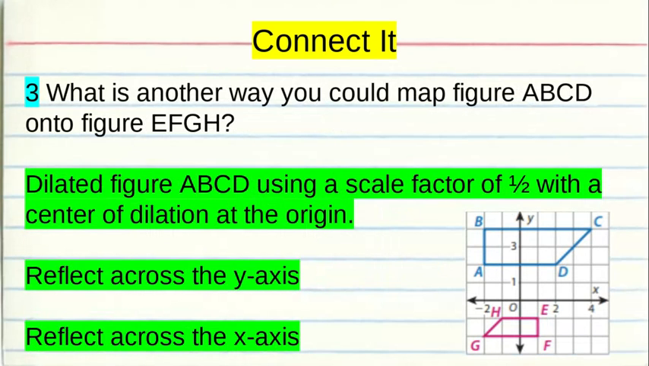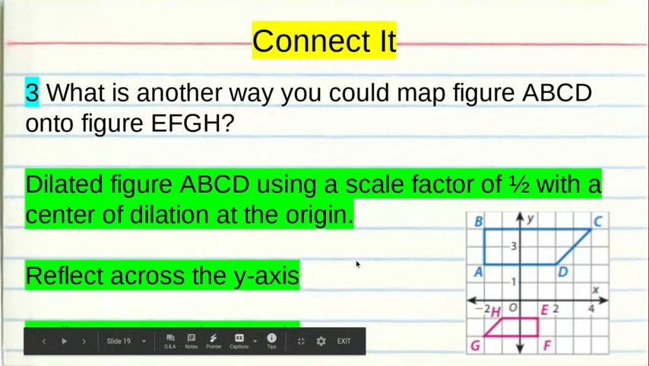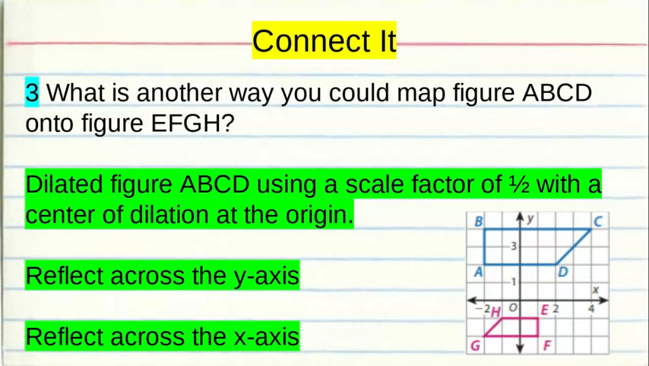So another way you could map figure ABCD onto figure EFGH is you could dilate that figure with a scale factor of 1/2, then reflect across the y and then reflect across the x. So you could flip the order of which way you reflect it. That will still give you the same end result in this example. So as we can see, there are multiple sequences we could use to map figure ABCD onto figure EFGH.